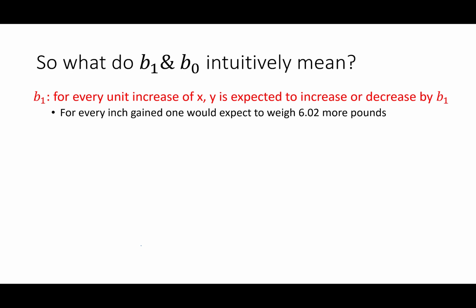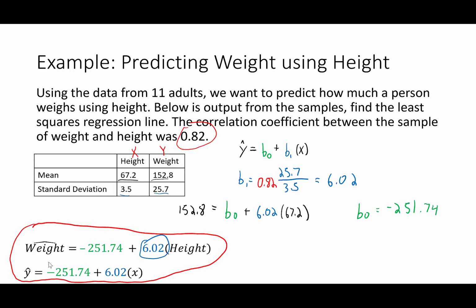So for this problem, for every 1 inch gain in height, one would expect or predict a person's weight to increase by 6.02 pounds. That's what our slope is saying. For every additional increase in x, the expected or predicted weight goes up by 6.02. Our intercept does something a little bit differently.